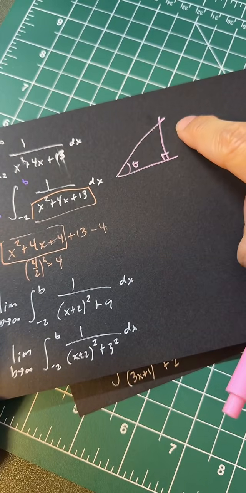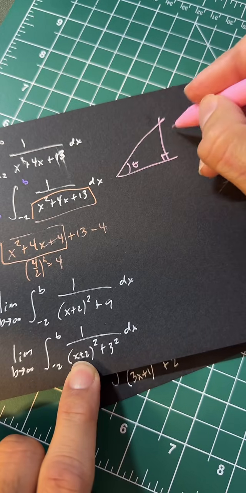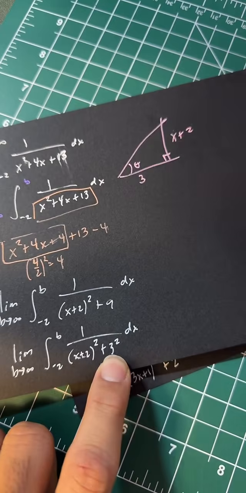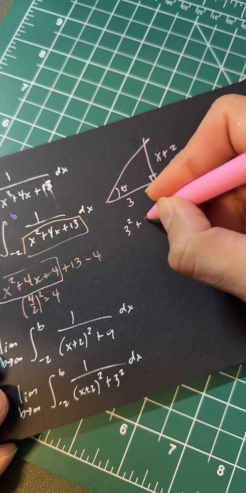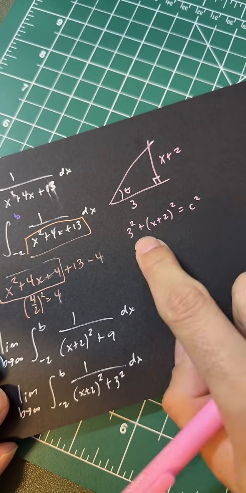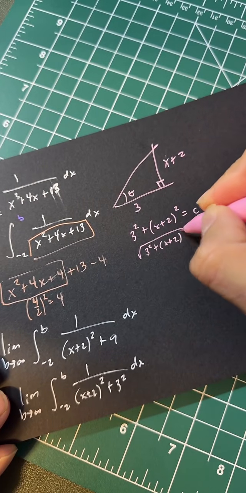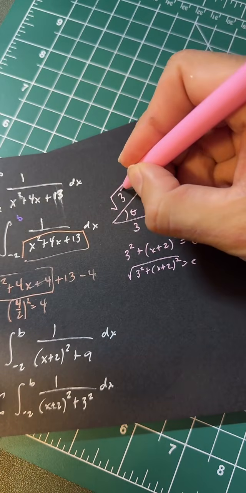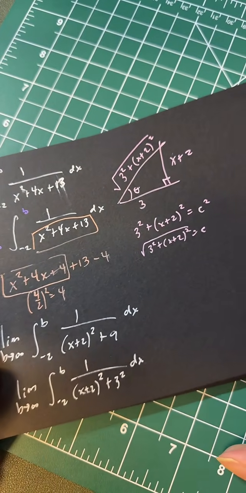We're going to use tangent, meaning the opposite over adjacent. The opposite will be the variable, so x plus 2, and the adjacent will be your 3. Now, why do I use that? Think about the Pythagorean theorem: 3 squared plus (x plus 2) squared is equal to c squared. If I take the square root, I have the square root of 3 squared plus (x plus 2) squared equal to c. That's my hypotenuse, and that's what I have here. All right, no harm there.